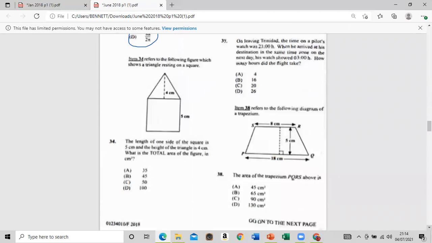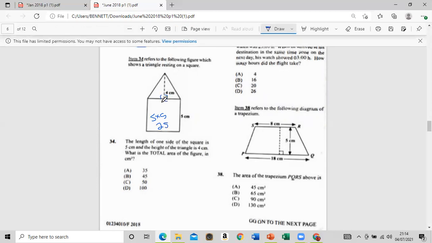All right. The length of one side of the square is 5 centimeters. The height of the triangle is 4. What is the total area of the figure? Now this right here makes a right angle, right? 90 degrees. Square of 5 by 5 is 25. So the whole of this will be 5, so 5 times 4 is 20.